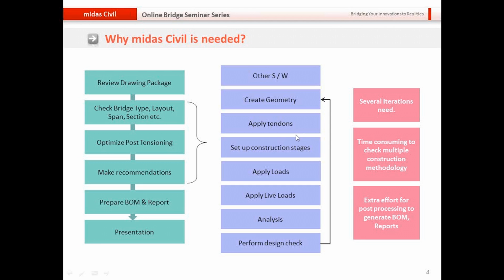And in tendons, he has to modify the cross section area, the stresses, sorry, the forces, in order to get a good and efficient design. So as you can clearly see, this process would require several iterations. This process would be time consuming if we have to perform checks for multiple construction methodologies. This process would also need extra effort from the engineers to prepare bill of material and report, because that is not taken care of by the current tool that we are looking at.